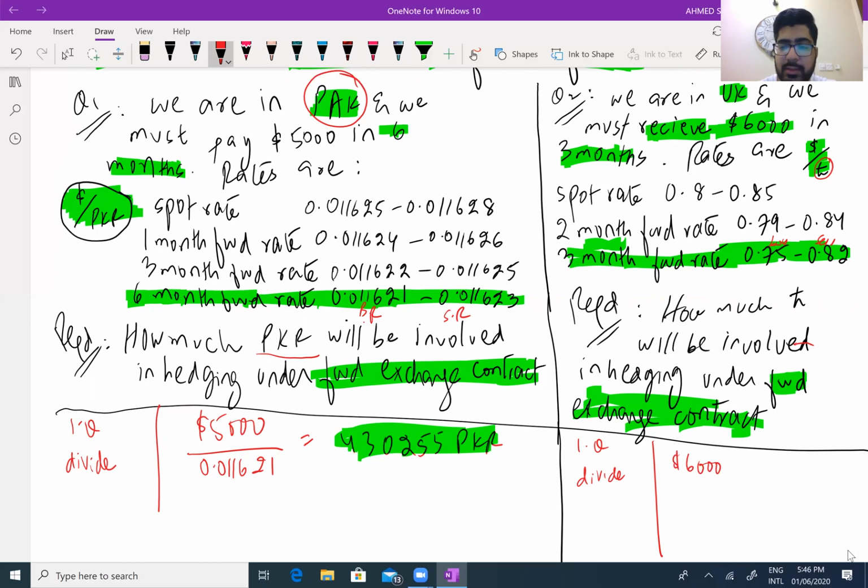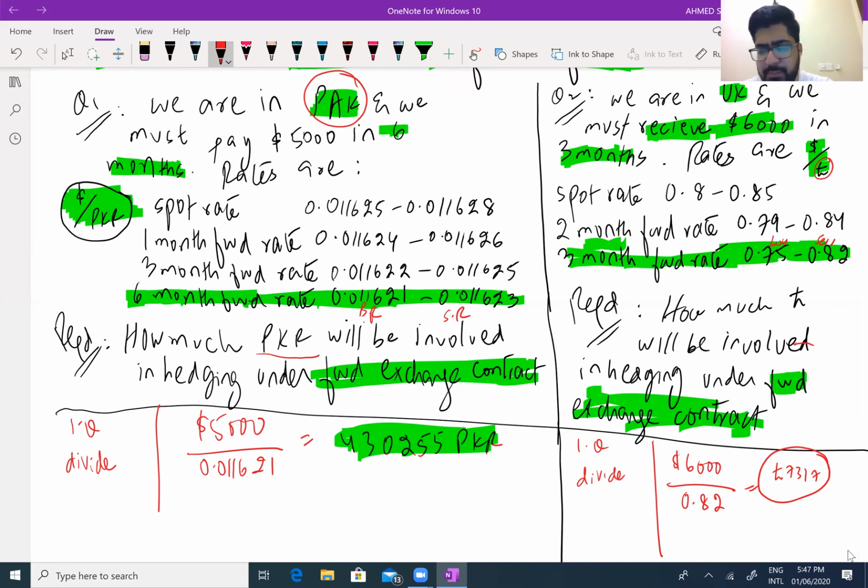Multiply or divide? Divide. Indirect, so divide. If you are receiving $6,000, will you sell or buy? If I have to make a payment, I will buy. But I am receiving money, so I will sell it to the money changers. So apply the selling rate 0.82. 6,000 divided by 0.82 is 7,317.